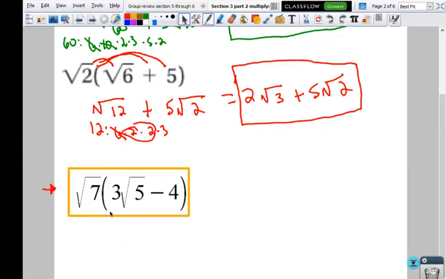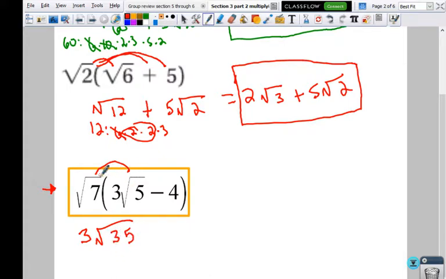Okay, on this first part, if I have square root 7 times 3 square root 5, what outsides do I have? Just a 3, right? Yeah. So there's nothing else, so I'm going to go 3. And then square root, and then the insides. I have a 7 and a 5. What's 7 times 5? 35.